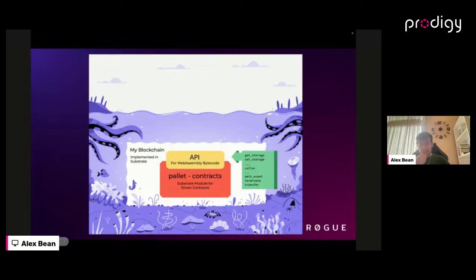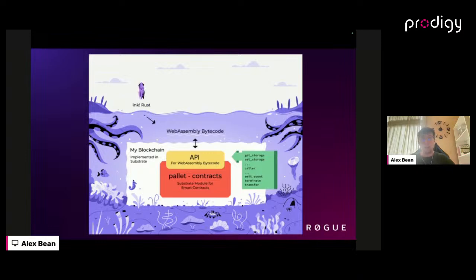So I like this image because for me it's very clear. You have your blockchain implemented in Substrate. On top of that, you are adding the pallet contracts. The pallet contracts is the module that allows you to deploy smart contracts on your blockchain. It has this API for WebAssembly bytecode that it understands, a chunk of WebAssembly code that you generate when you develop and compile a smart contract.